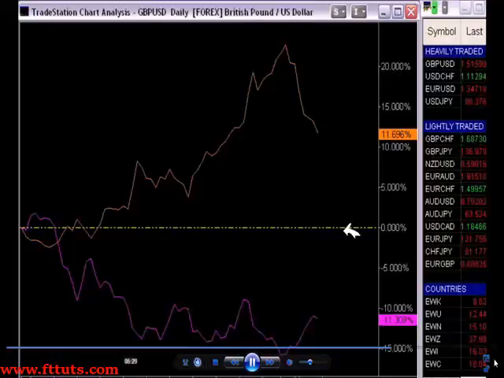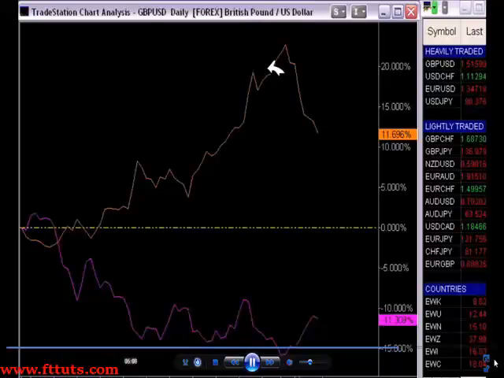Again, your zero line is kind of your baseline. That's your reference point. And that's just no contest. This one went up over 20%. This one went down over 15%. That's a big difference. I mean, a big part of trading is just getting into the right market.